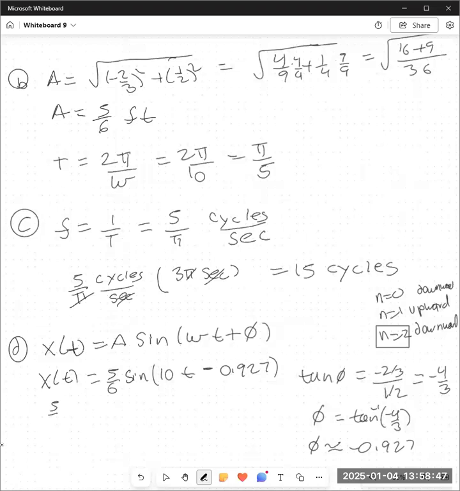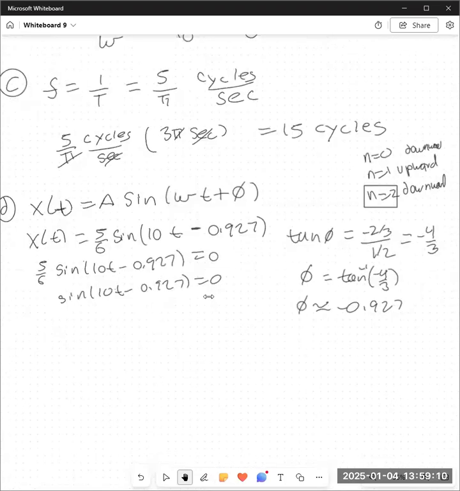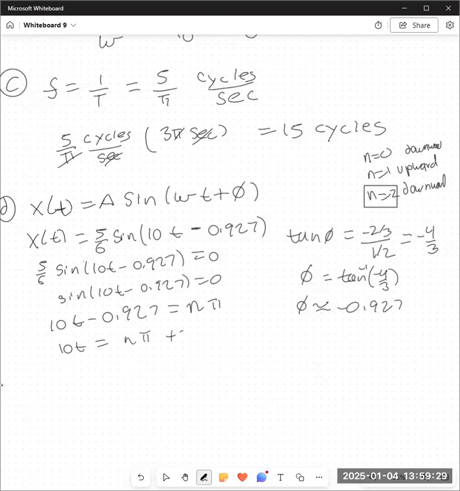I want to find where this is 0, where it crosses equilibrium. So that's sine of 10t minus 0.927 equals 0. And that's going to be 10t minus 0.927 equals arcsine of 0. That's going to be n pi. So 10t is n pi plus 0.927. So t is n pi plus 0.927 over 10.